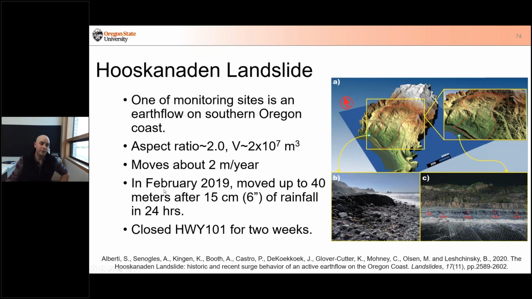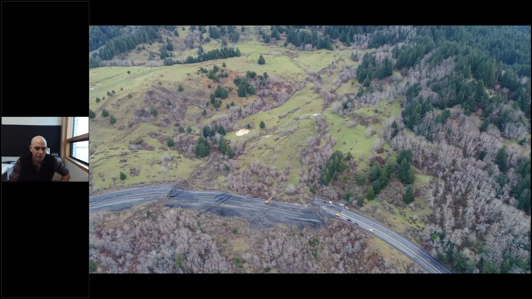On a really bad year, one where we have a surge event, it might move up to 40 meters. In this case, that was February 2019, and that happened after pretty significant rainfall. This closed the highway for 2 weeks, and it was quite a sight to behold, the actual displacement of ground throughout the landslide mass.